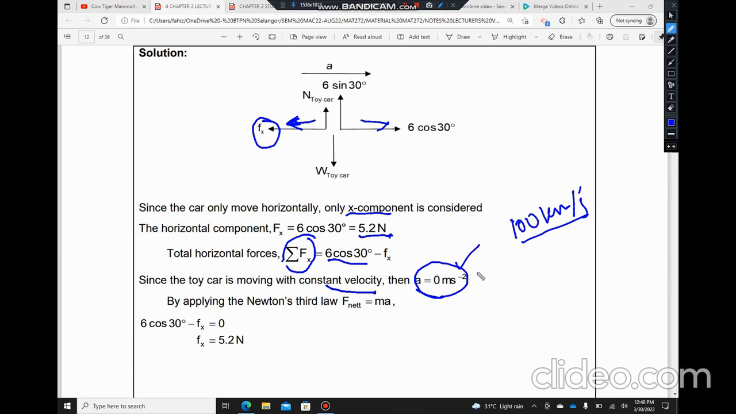By applying Newton's law, F equals to ma. So kita ada hukum Newton, F equals to ma. So 6 cos 30 minus Fx equals to 0. Sebab apa? a is 0. So F ni jumlah force ni, jumlah force yang kita ada ni, semua ni. So kita samakan dia dengan ma, tapi a kita ganti dengan 0. So you get Fx equals to 5.2 Newton.